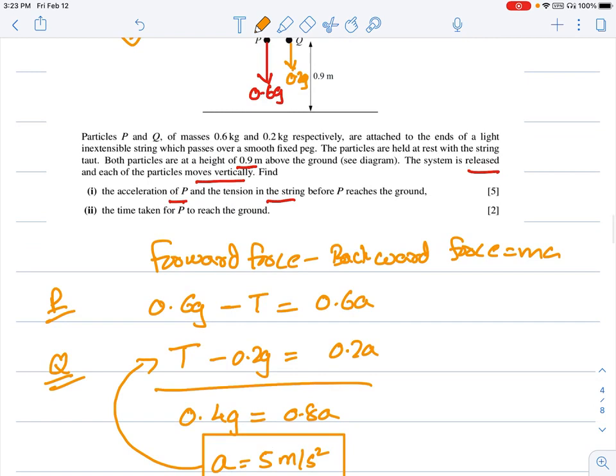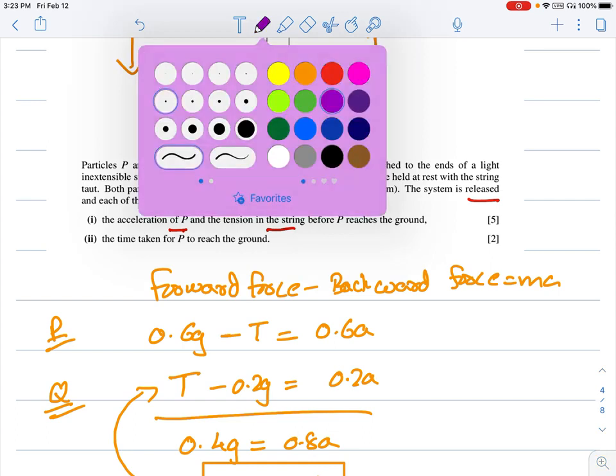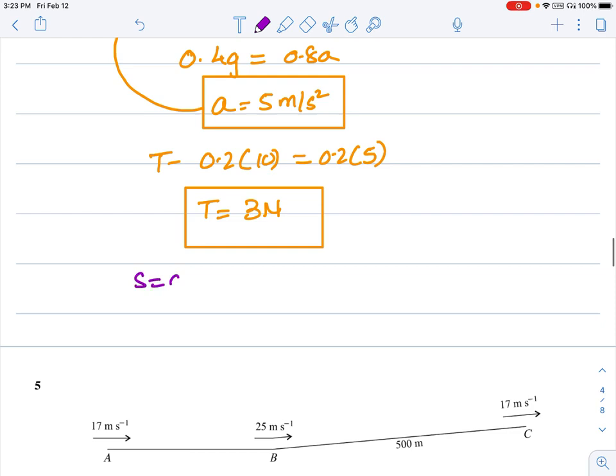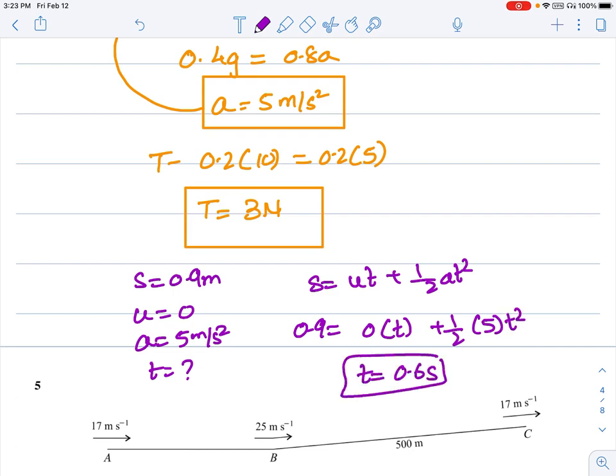Second part, the time taken for P to reach the ground. So what was the distance? The distance is 0.9 meters. Its initial velocity is 0. Acceleration, just now we got, 5 meter per second square. So what's the time? s is equal to ut plus half at square. Time we don't know. So 0.9 is equal to 0 times time plus 1 upon 2 times 5 times t square. From there I get the value of t as 0.6 seconds.